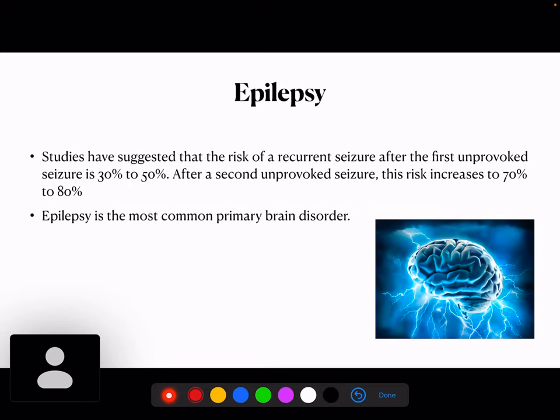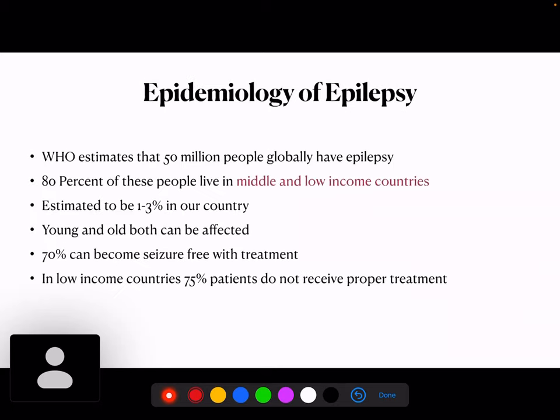It is the most common primary brain disorder, and it's got a huge burden. It's full of patients. Obviously, you guys know that there are so many epilepsy patients. Some are undiagnosed. Some do not want to accept the diagnosis. In Indo-Pak and subcontinent third world countries, epilepsy is quite rampant. And internationally, I know some people here are from the UK. So there, the figure basically reaches around 1%.